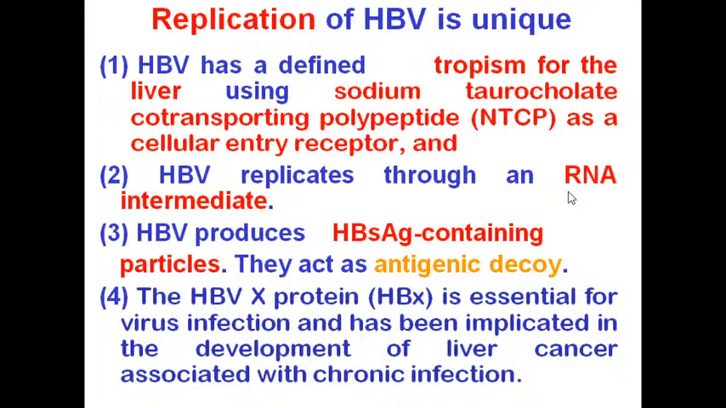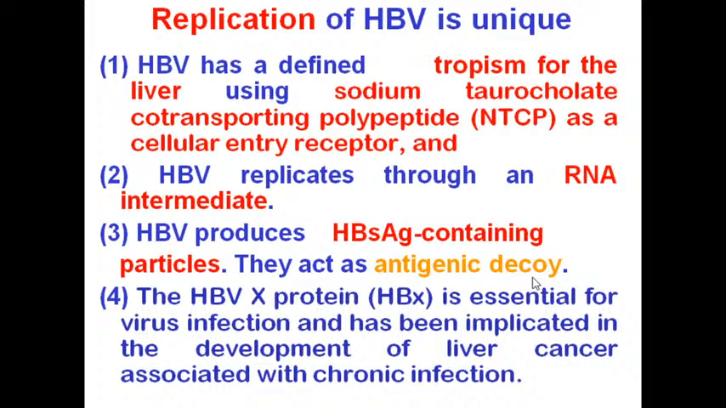Take into consideration that this is a DNA virus, and it is a unique way when a DNA virus may replicate through an RNA intermediate. And also the unique feature is that a lot of subviral empty particles are produced, made up of HBs antigen, and these particles may act in the body as antigenic decoy for antibodies.